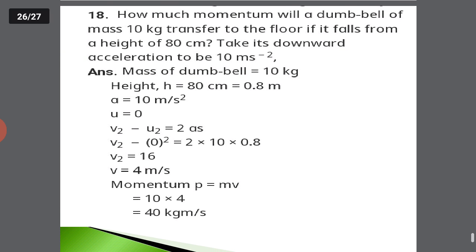So next question. How much momentum will a dumbbell of mass 10 kilogram transfer to a floor if it falls from the height of 80 centimeter? Take its downward acceleration to be 10 meter per second square. Small g. Mass is given, h is given, a is given, u is 0. Then use the third equation of motion to find v. It is v square minus u square is equal to 2as. V will be 4 meter per second. Then the momentum is mass into velocity. 10 into 4, it is 40 kilogram meter per second.